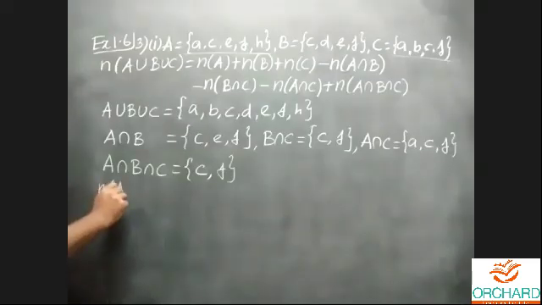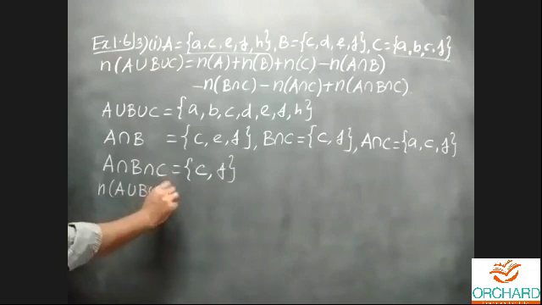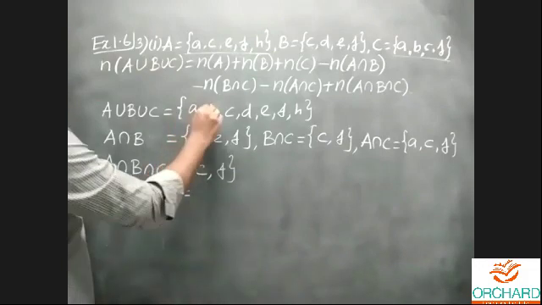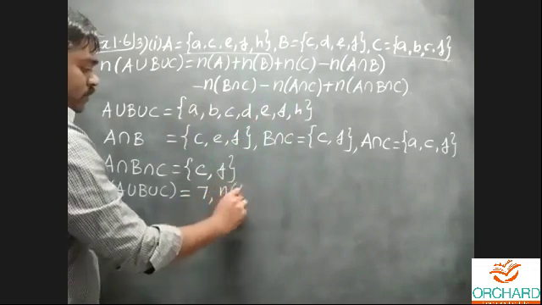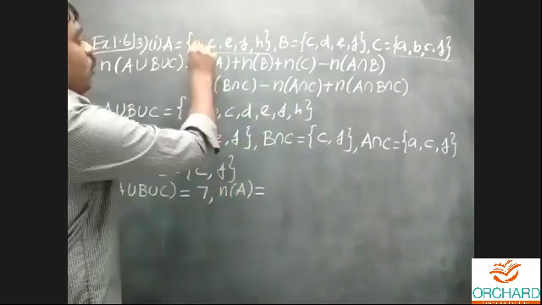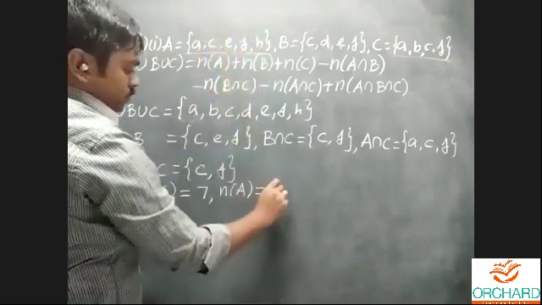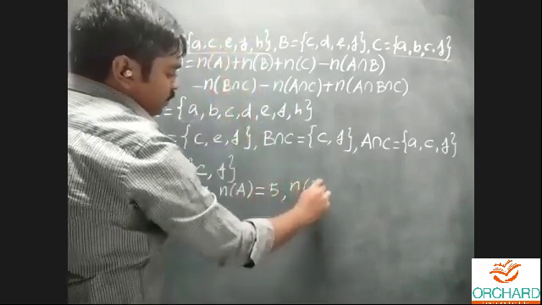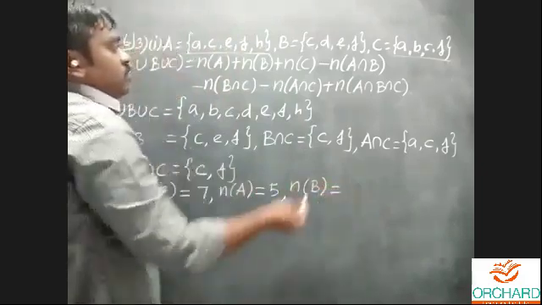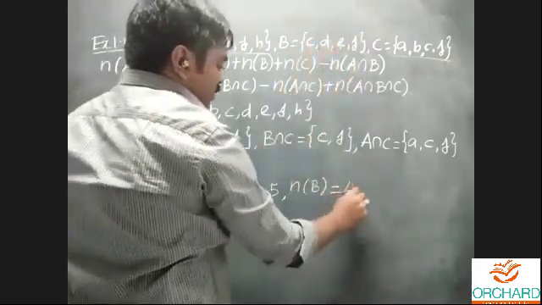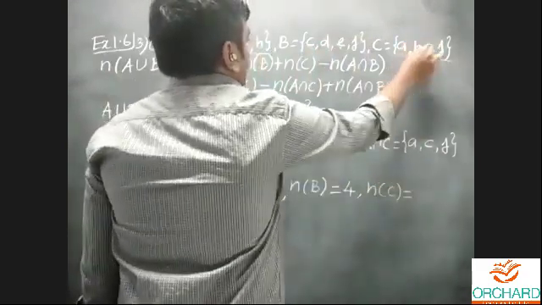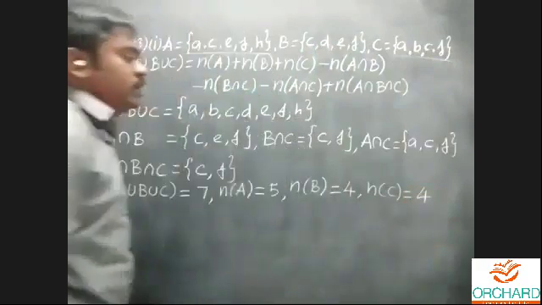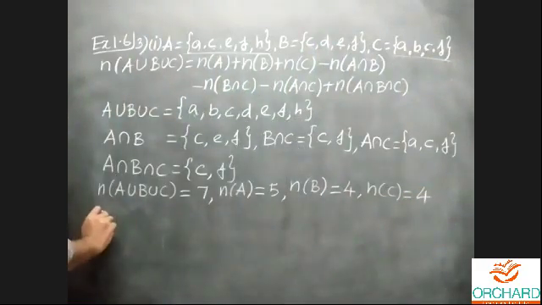Now I'll write the cardinal numbers. N of A union B union C. How many elements are in this set? 1, 2, 3, 4, 5, 6, 7. Next, N of A, the number of elements in set A: 1, 2, 3, 4, 5. Number of elements in set B: N of B is equal to 1, 2, 3, 4. There are 4 elements in set B. N of C, the cardinal number of set C. How many elements? 1, 2, 3, 4. There are 4 elements. Next is N of A intersection B.